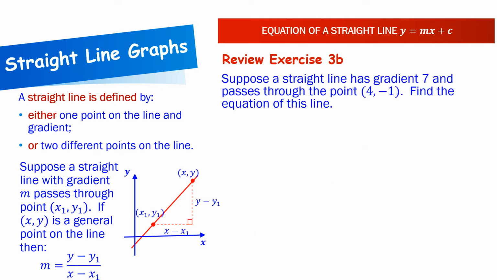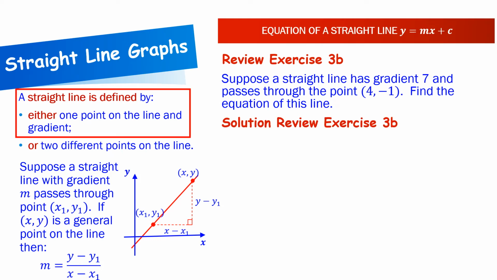Now let's have a go at review exercise 3b. Suppose a straight line has gradient 7 and passes through the point (4, -1). Find the equation of this line. So let's solve this. In this case, we have one point on the line and the gradient.